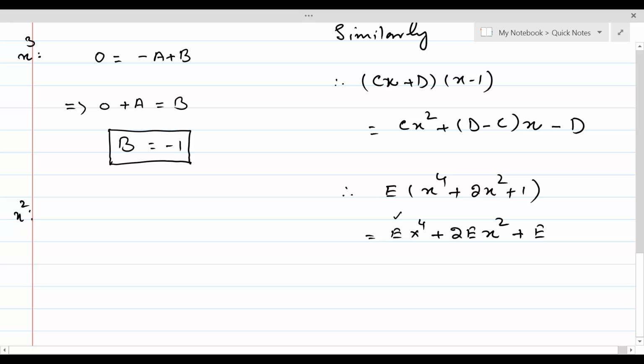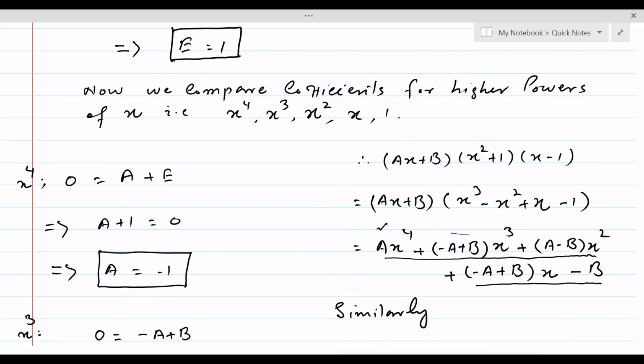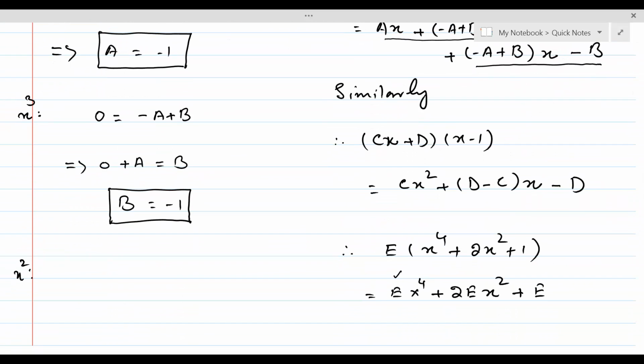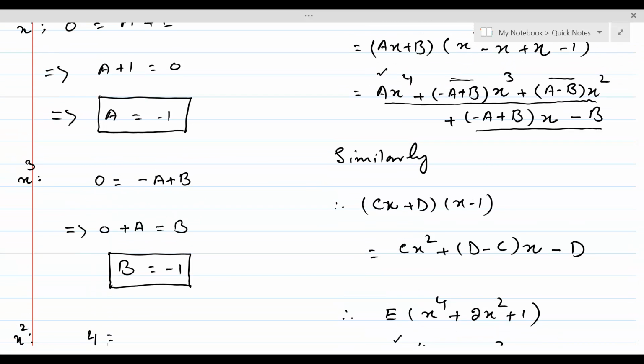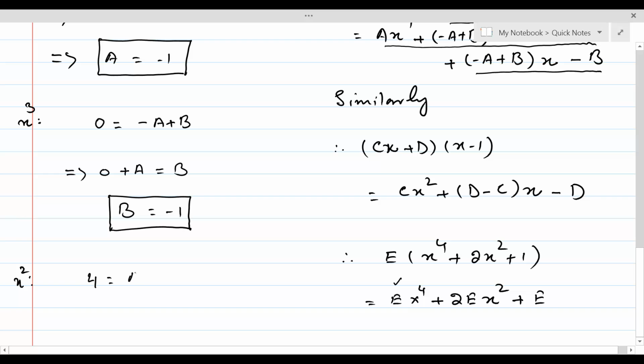This time, when we compare coefficients of x², in the first term the coefficient of x² is A minus B. On the left side it is 4, so 4 is equal to A minus B. In the second term, the coefficient of x² is C, and in the third term, the coefficient of x² is 2E.